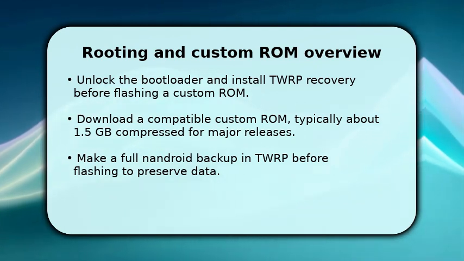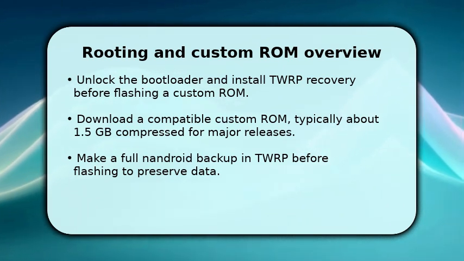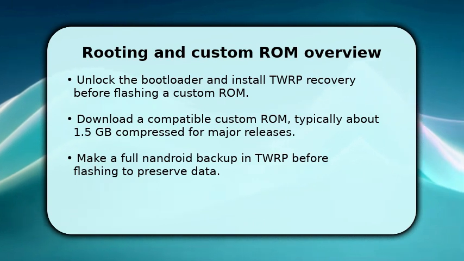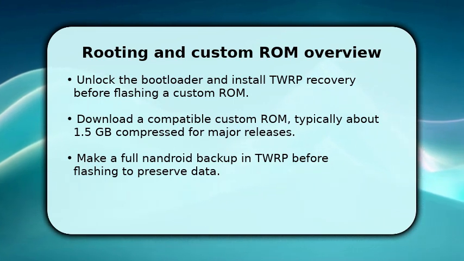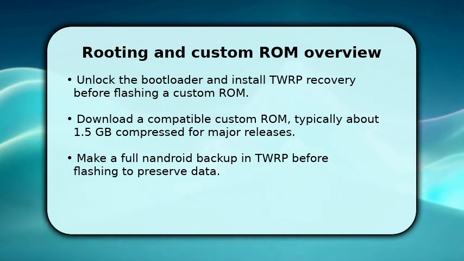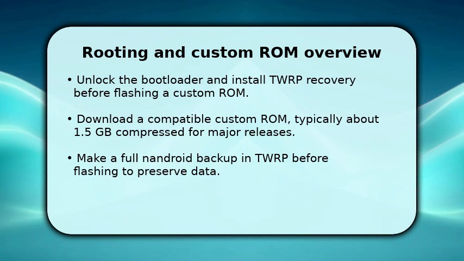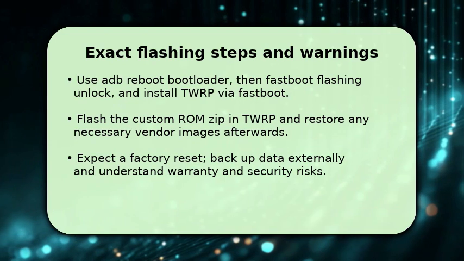Download a compatible custom ROM or an older system image, often about 1.5 GB compressed. Make a full Nandroid backup in TWRP to preserve your current system and data. Grant ADB and fastboot access on your computer and have USB debugging enabled. Confirm the ROM supports the older notification bar or includes the desired system UI. Connect your phone and enable USB debugging before you begin.